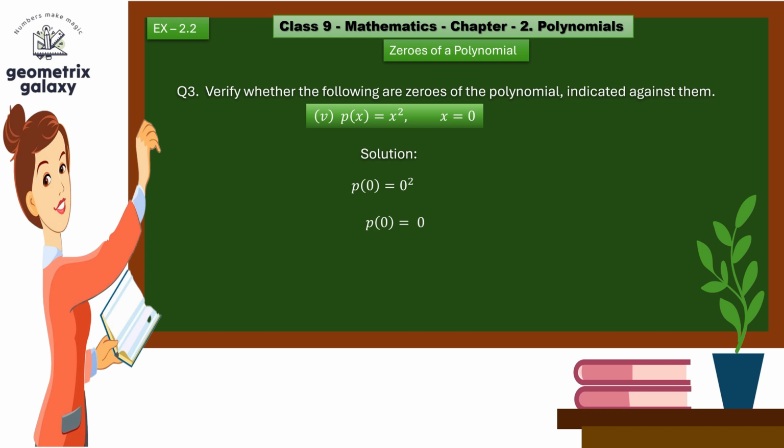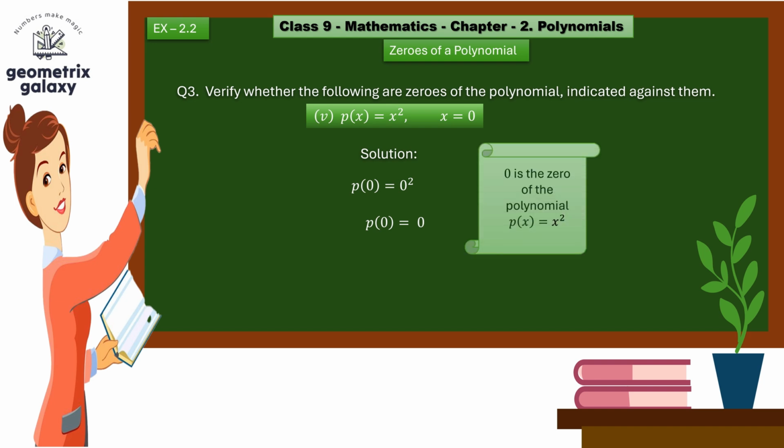Now 0 is the zero of the polynomial p of x is equal to x square. You have to note this point, students, because if a question is asked like, is 0 a zero of a polynomial? Then here is the example for the question. Yes, 0 can be the zero of the polynomial.